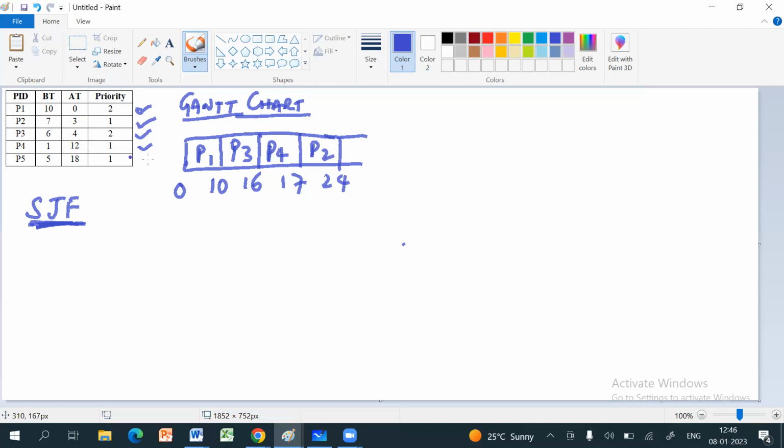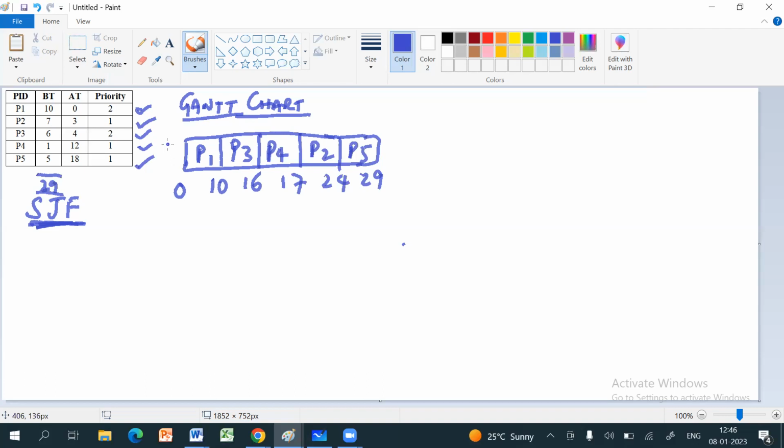P5 is the only one remaining, so P5 will be scheduled next for a burst time of 5. So 24 plus 5 is 29. Again, as you are able to see, the last point in your Gantt chart will be the sum of all these values, which is 29. You can check that. Now this is the Gantt chart for SJF.